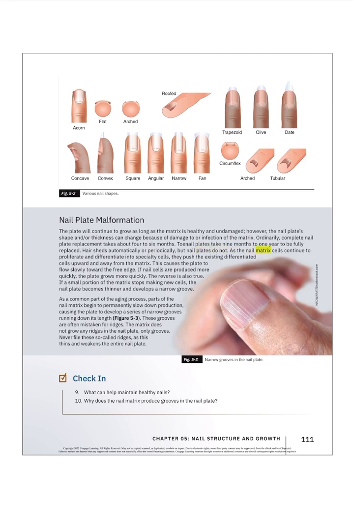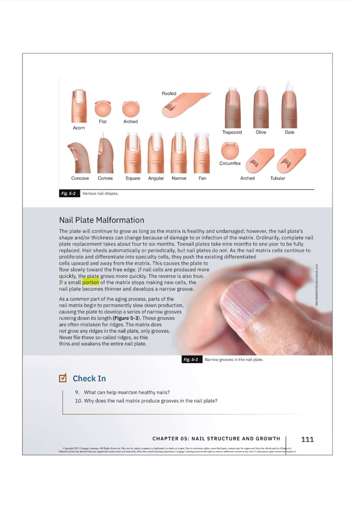As the nail matrix cells continue to proliferate and differentiate into specialty cells, they push the existing differentiated cells upward and away from the matrix. This causes the plate to flow slowly toward the free edge. If nail cells are produced more quickly, the plate grows more quickly. The reverse is also true.